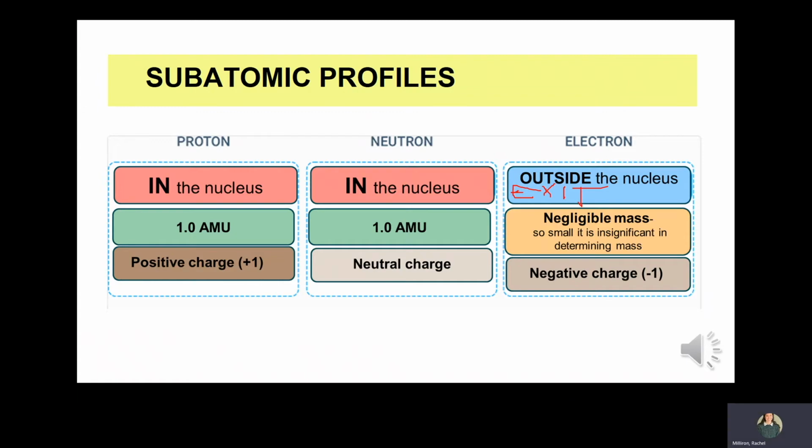Protons and neutrons have a mass of 1 AMU. AMU is the atomic mass unit, the unit of how heavy those subatomic particles are. And again, electrons are negligible mass. They're so small, it's insignificant in determining the mass. Protons are positive. Neutrons have a neutral charge or no charge, and electrons are negatively charged. These are important profiles and descriptions that you will need to know for our final exam.